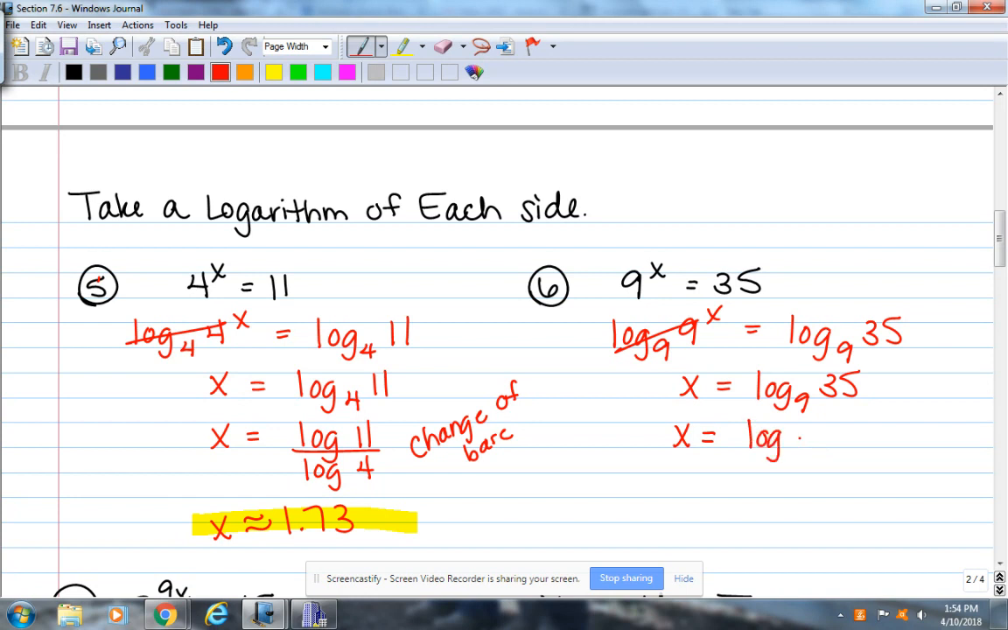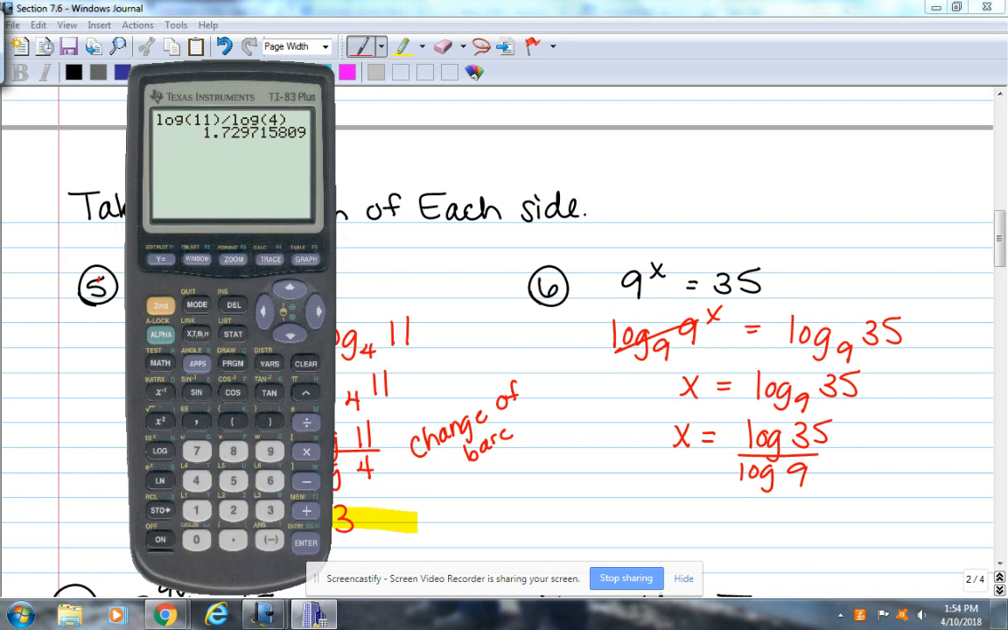Log base 10 of what? 35 over log base 10 of 9. And then what do I do? Put it in your calculator. Log of the big one divided by log of the base. Enter. And that rounds to about 1.618.